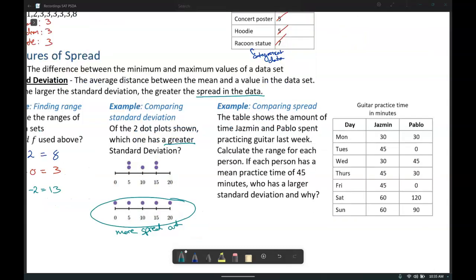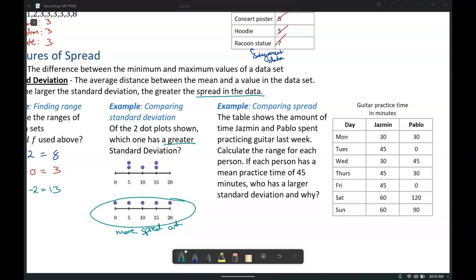Now let's take a minute to look at how we can compare spread. The table to the right shows the amount of time Jasmine and Pablo spent practicing guitar. Calculate the range for each person. And if each person has a mean practice time of 45 minutes, who has a larger standard deviation and why? Range is pretty easy to calculate. It's just a simple subtraction.